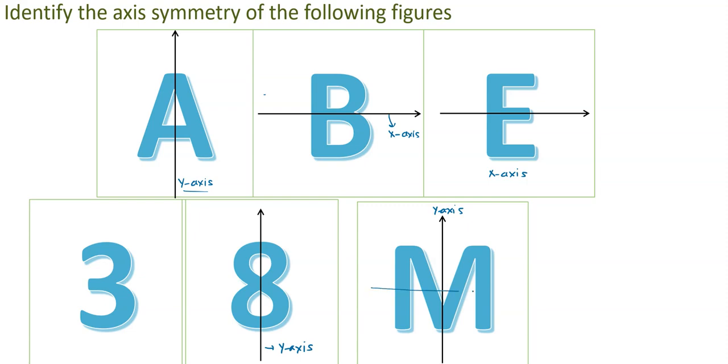Because if I draw a line horizontally, it's not the same up and down, but it's the same left and right, so it's the y-axis. Here, in this case, it has even an x-axis of symmetry, because if you cut it horizontally, the image up is identical to the image down below the x-axis. So it has both axes of symmetry. For 3, it has only the x-axis of symmetry.